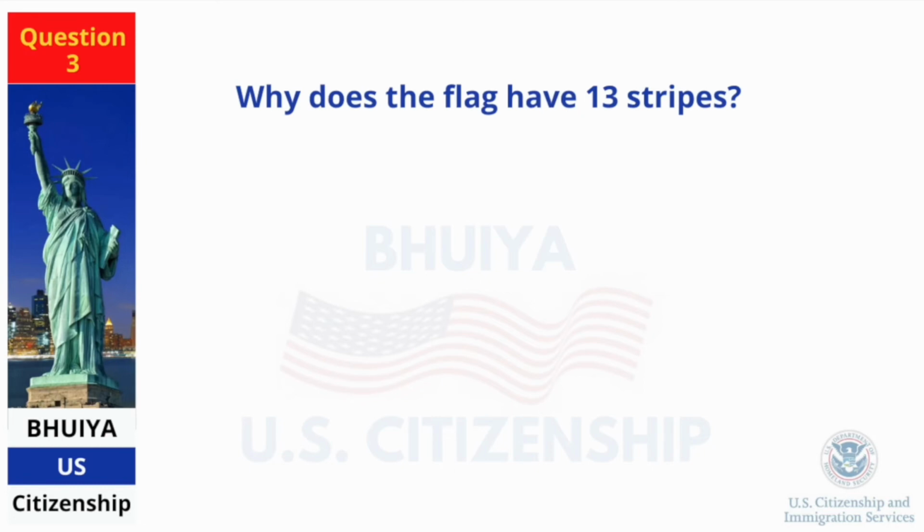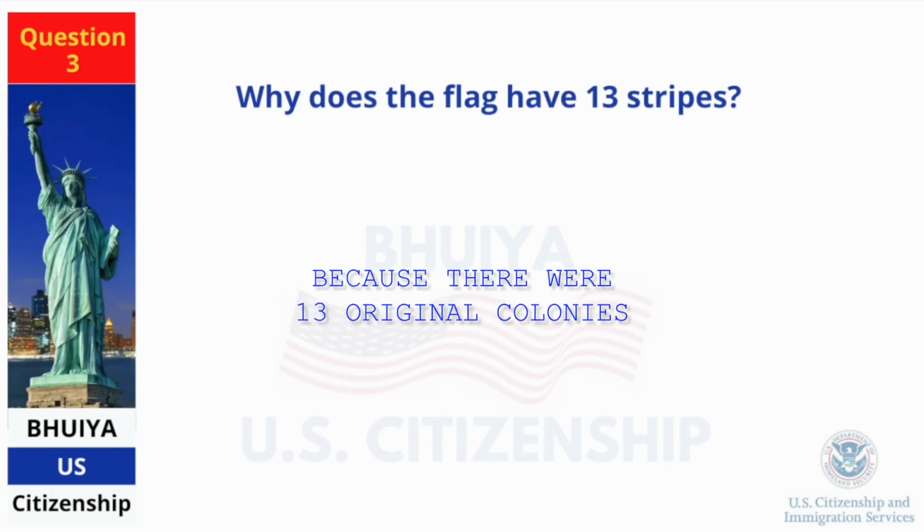Why does the flag have 13 stripes? Because there were 13 original colonies.